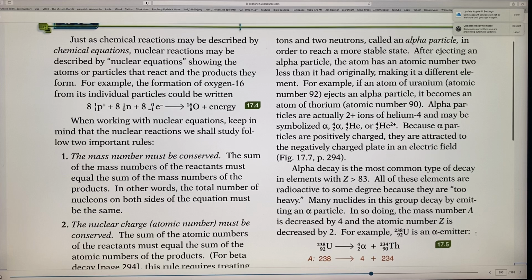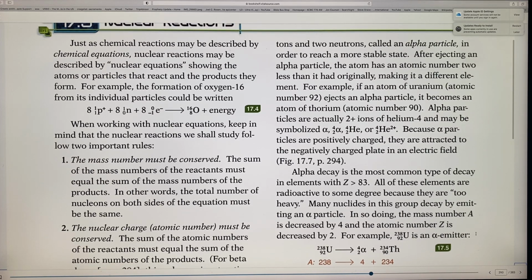So let's go back to the alpha. So alphas, okay? The atomic number becomes 2 less, and the atomic weight becomes 4 less, which is just like a helium. And it's the most common form.